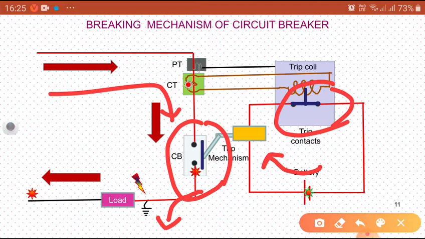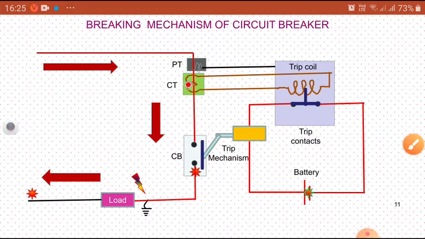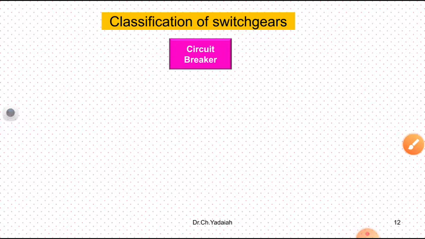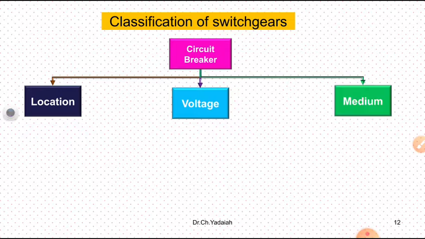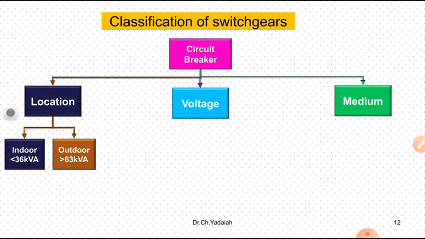Now based on this principle, we are going to manufacture the circuit breakers. Now what are the circuit breakers? Let us see the different types of circuit breakers. Circuit breakers are classified based on the location, based on the voltage, and based on the medium used to quench the arc. Based on the location, they can be indoor circuit breakers and outdoor circuit breakers. Indoor circuit breakers can be used below 36 kV, and above that we use outdoor.